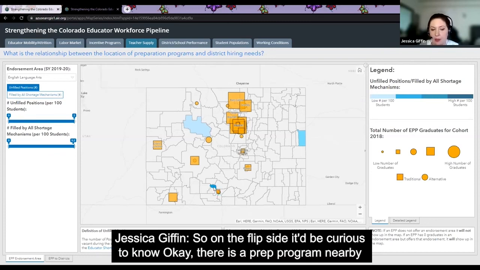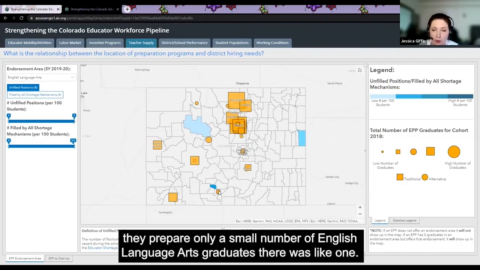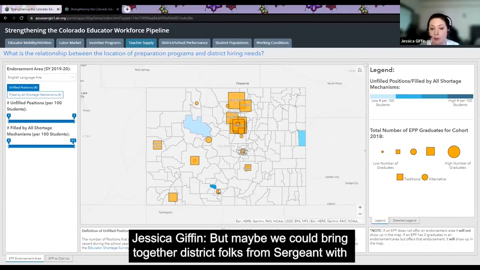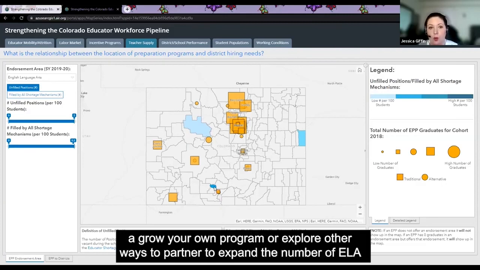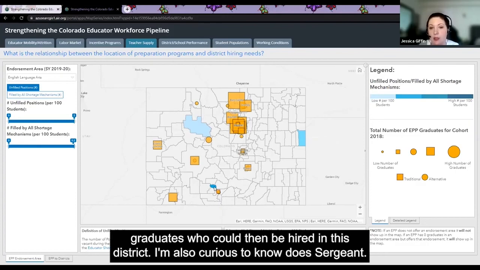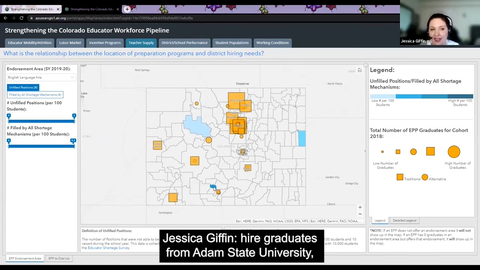So on the flip side, I'd be curious to know, okay, there is a prep program nearby. They prepare only a small number of English language arts graduates. It was like one. But maybe we could bring together district folks from Sargent with Adams State University to explore partnerships. Maybe they can do a grow your own program or explore other ways to partner to expand the number of ELA graduates who could then be hired in this district. I'm also curious to know, does Sargent hire graduates from Adams State University?